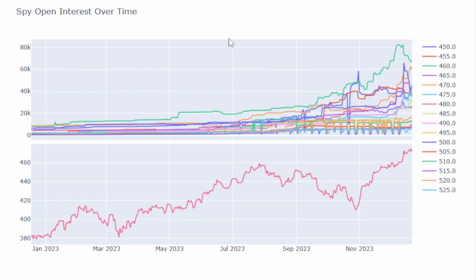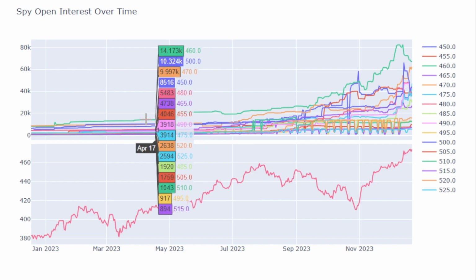Lastly, we can look at individual open interest strikes over time. Kind of a mouthful. But what we are looking at here is the open interest for strikes from 450 to 425 expiring on January 19th, 2024. I've plotted the price of SPY under as a reference.